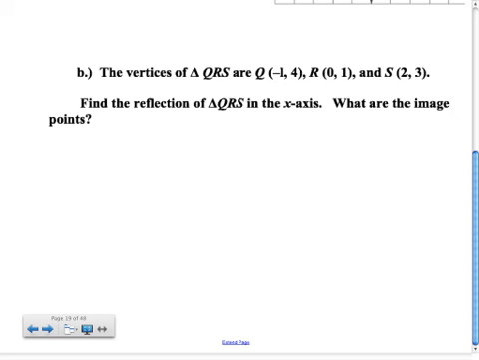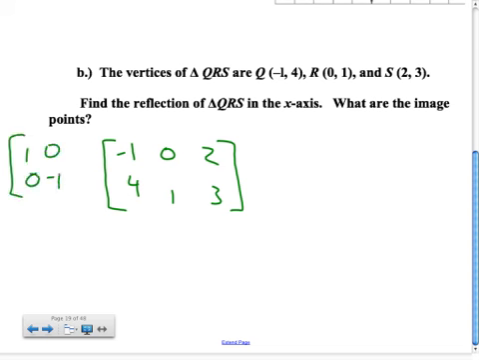Again, I would put this into matrix form first. So Q is -1, 4, R is 0, 1, and S is 2, 3. We want to reflect over the x-axis. So the easiest way of doing this is to say, okay, all my x's stay the same and my y's change. However, we are going to look at multiplying here. So the reflection matrix, 1, 0, 0, -1. X stays the same, y flip-flop.